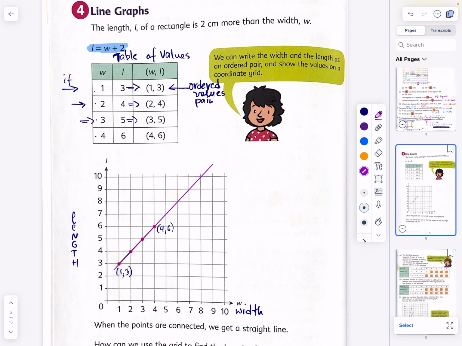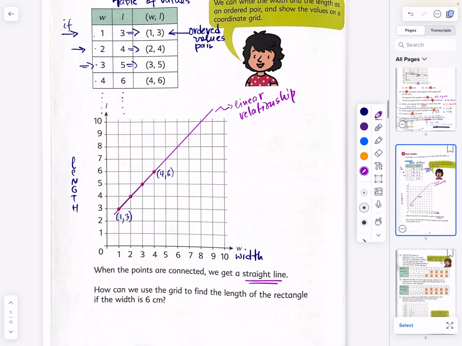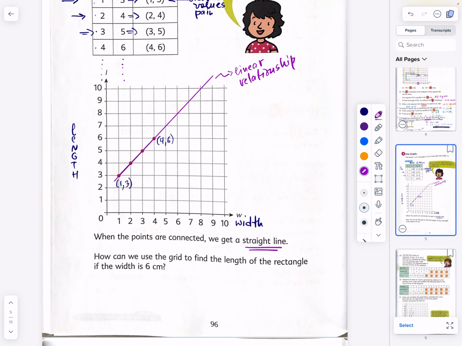And we can predict that this relationship will continue to be this way for many values of width, right? There can be many multiple points, values, inputs for width and outputs for length. So when the points are connected, we get a straight line. It's called a linear relationship. We add 2 every time, right? There's no division, multiplication, just plus 2, plus 2, plus 2. For each value of width, we can say the length will always be plus 2. It's a linear relationship between width and length. And we use the coordinate plane to visualize this relationship.